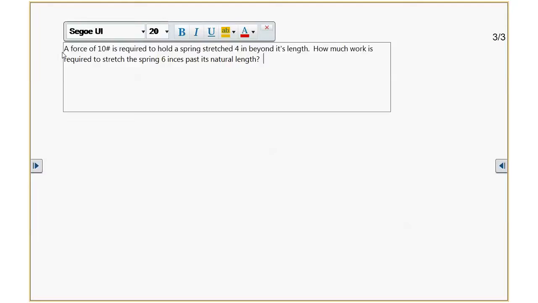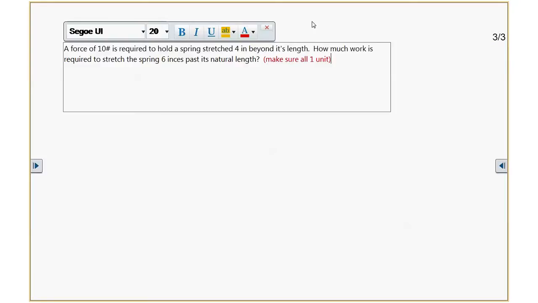Now, the first thing you need to do with Hooke's law, and this is in red, make sure all one unit. Because what is work measured in? Foot pounds. So everything needs to be in terms of feet and pounds. Is everything in foot pounds, everything in feet in this problem? No. So you need to change that. That's the first thing you need to do.